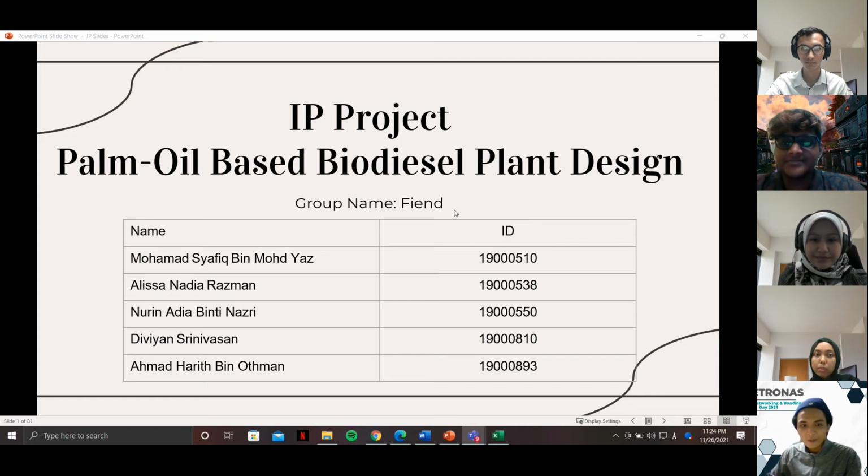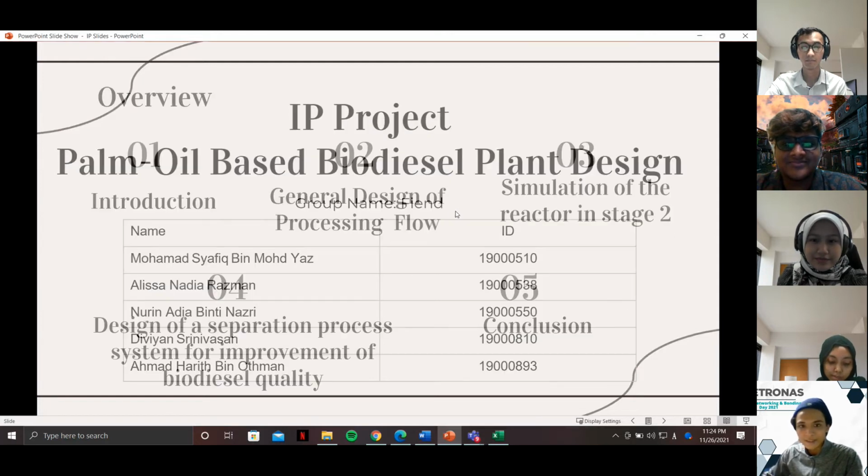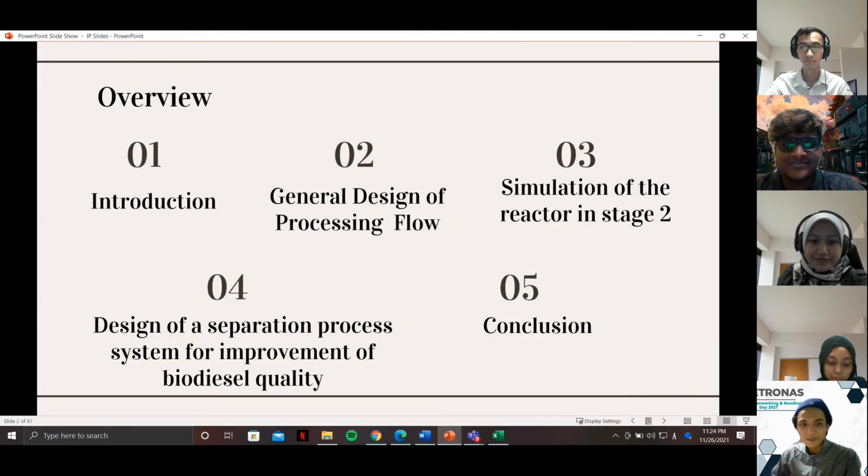Our team consists of 5 respected engineers, which is me, Muhammad Shafiq, Lisa Nadia, Nurin, Divian and Ahmad Haris. Moving on to the next slide, we have the overview of our presentation. We start with the introduction, the general design of our processing flow, the simulation of our reactors, the reaction engineering part, design of separation process, and go to the conclusion at the end.